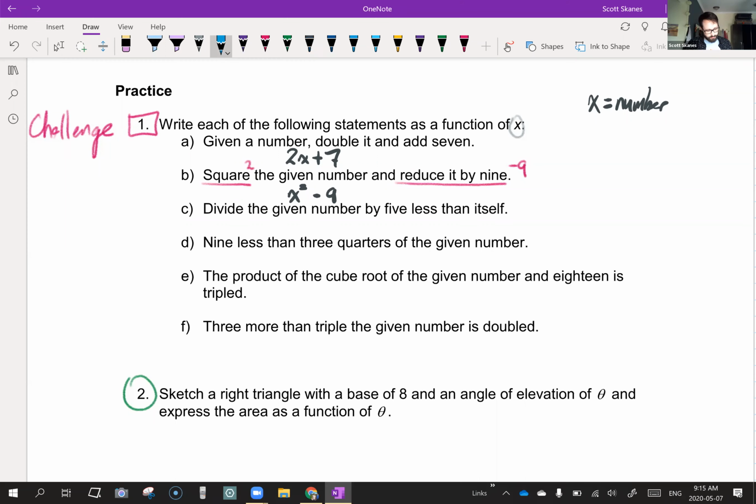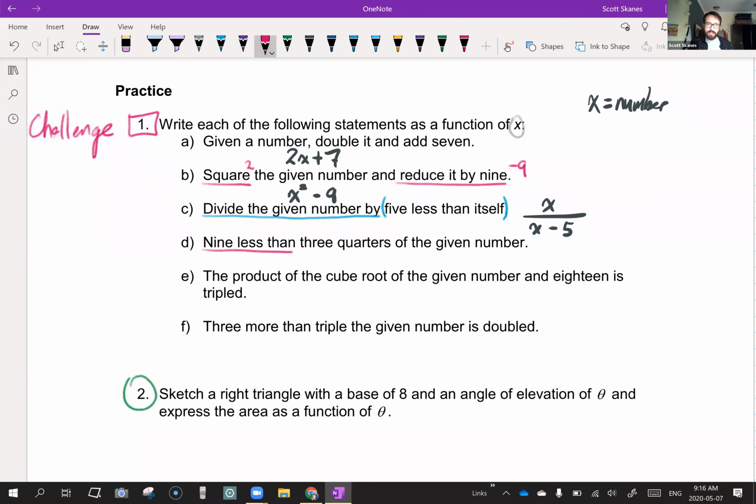Divide the given number by 5 less than itself. Now it starts to get a little tricky. Take a number and divide it by what? 5 less than itself. Well, it has to be whatever it is minus 5. So right away, we're starting to get this weird backwards logic. I'm not going to over-explain it because these are kind of special types of questions, but that's what this would look like.